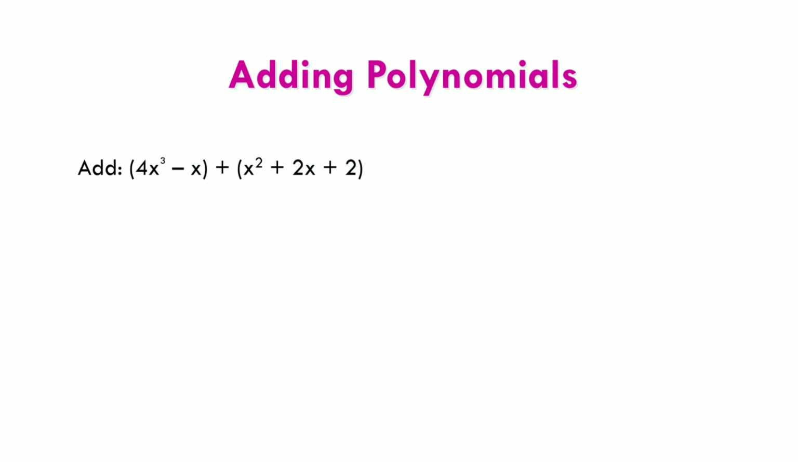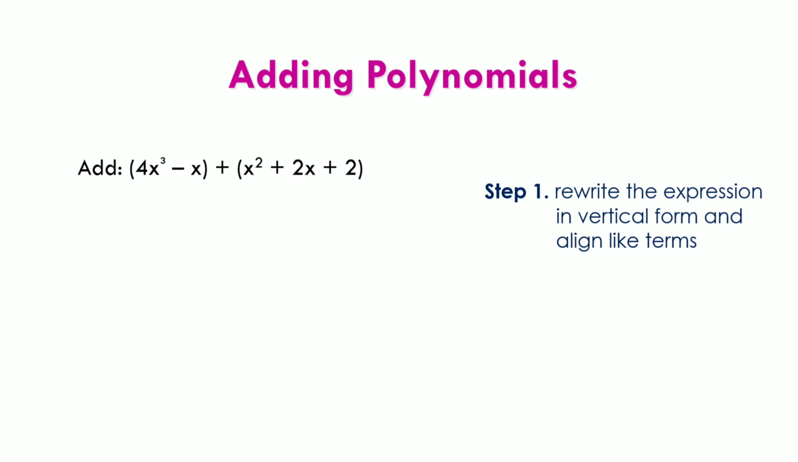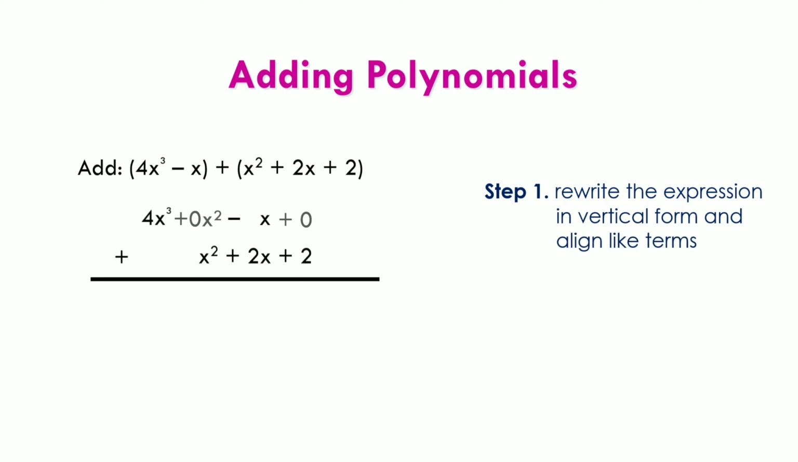Here's another example. Again, step 1, rewrite the expression in vertical form and align like terms. If you notice, 4x raised to the power of 3 and 2x are not like terms. As a matter of fact, 4x raised to the power of 3 has no like terms, so let's move this further to the left. Also, negative x and positive 2 are not like terms. So we need to move negative x here because negative x and positive 2x are like terms. Just to make the equation not empty, let's put these values. Anyway, their coefficient is 0, so their value is also 0.